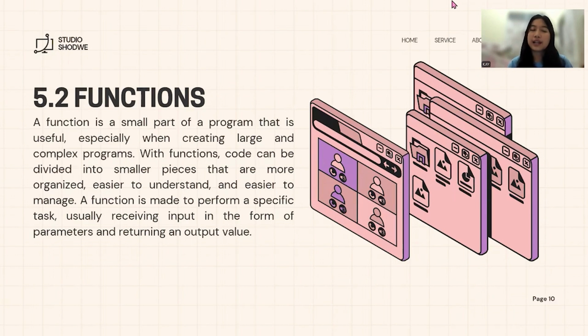What is the meaning of function? A function is a small part of a program that is useful, especially when creating large and complex programs. With functions, code can be divided into smaller pieces that are more organized, easier to understand, and easier to manage. A function is made to perform a specific task, usually receiving input in the form of parameters and returning an output value.